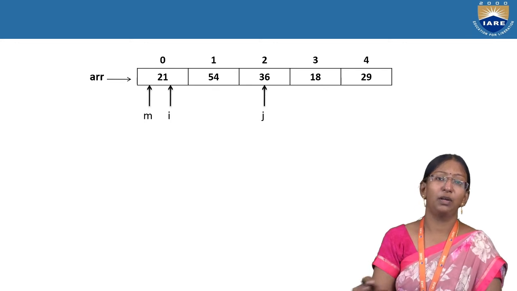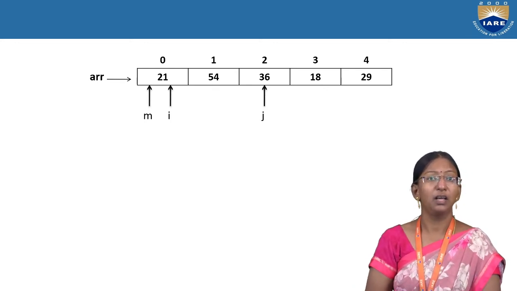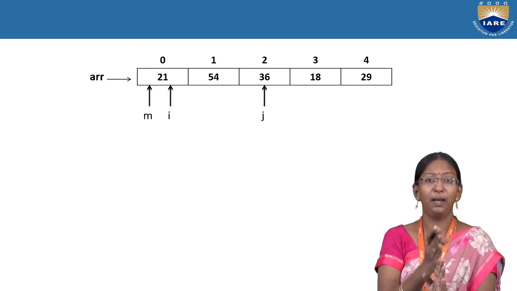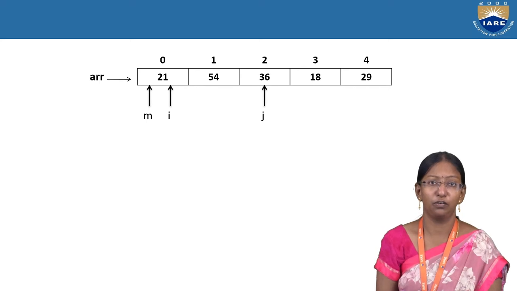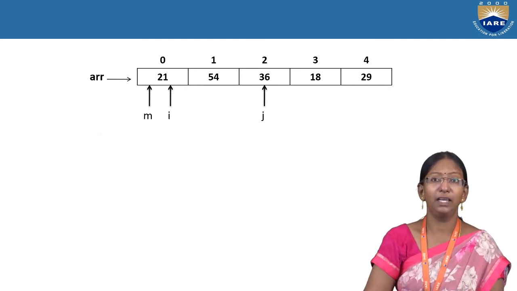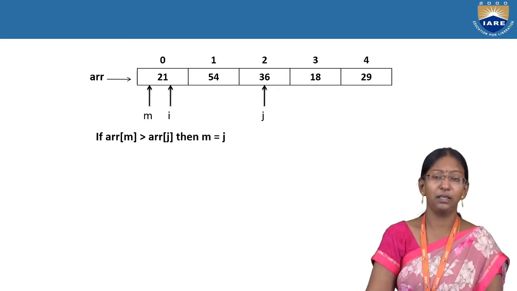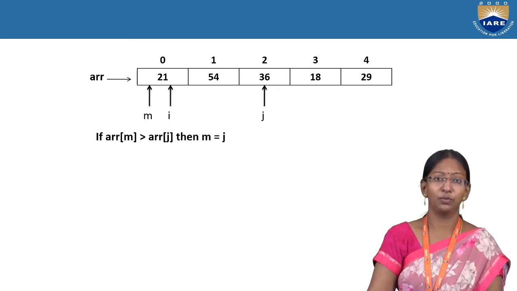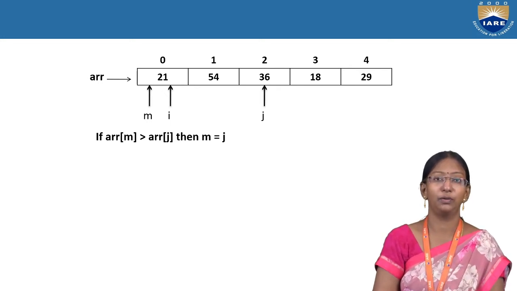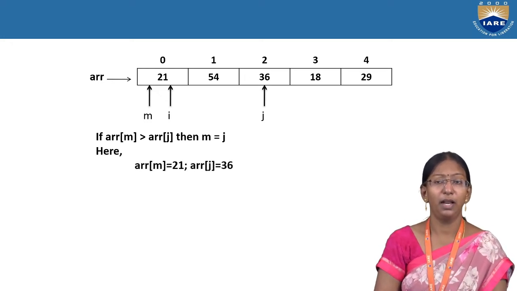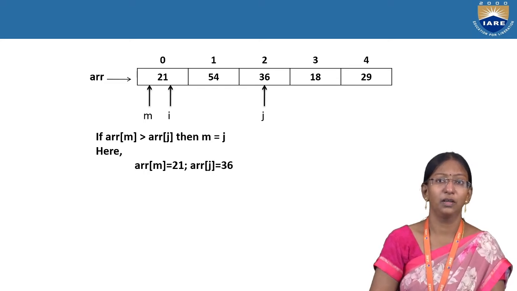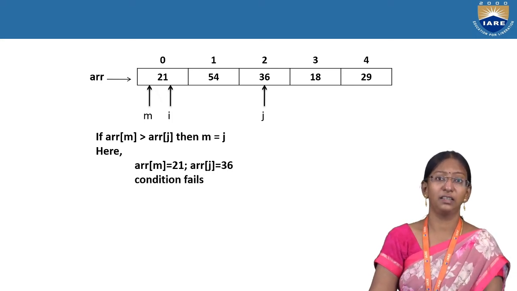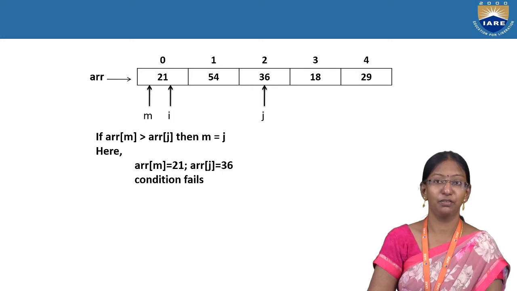Once I increment the J value, now J is pointing to 36. As the condition failed, the M position will stay there itself. It is not going to change. Right? So again I am going to repeat the same. Compare the elements at pointers M and J. That means here array of M is 21 and array of J is 36. Is the condition failed or not? Failed, because 21 is not greater than 36. Condition fails. Simply increment the J value, which I did.